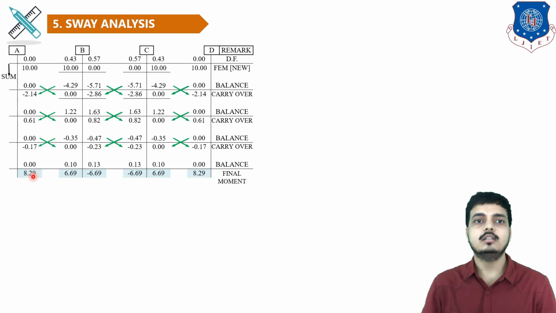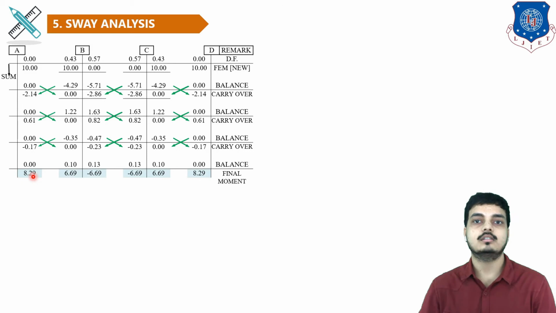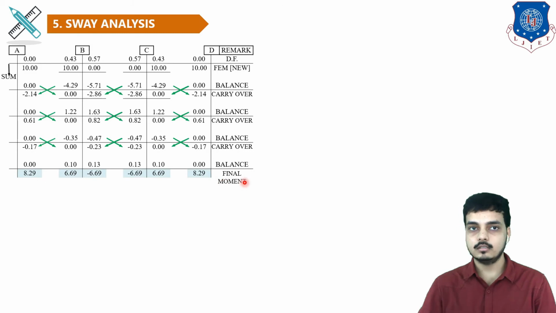Next, the same process we have to follow, not a single change. What we did is balance this: 10 plus 0 is 10. Sign change, minus 10 multiplied by this 2, I will get this value. Similarly, this process continues here. So balance, carry over, balance, carry over, and balance and carry over. At last, I will get my final moment.